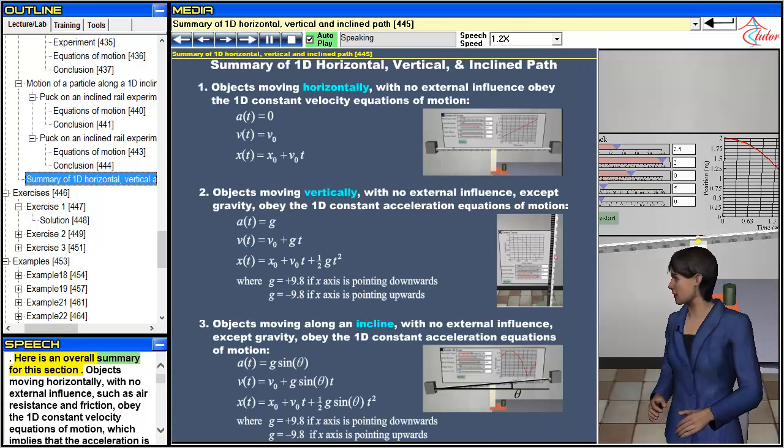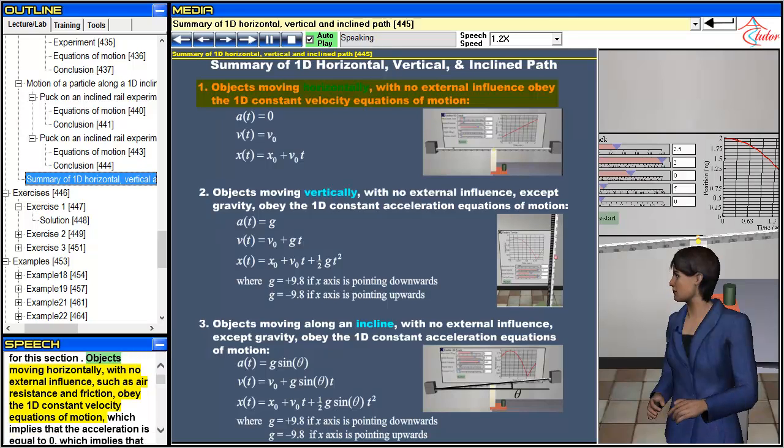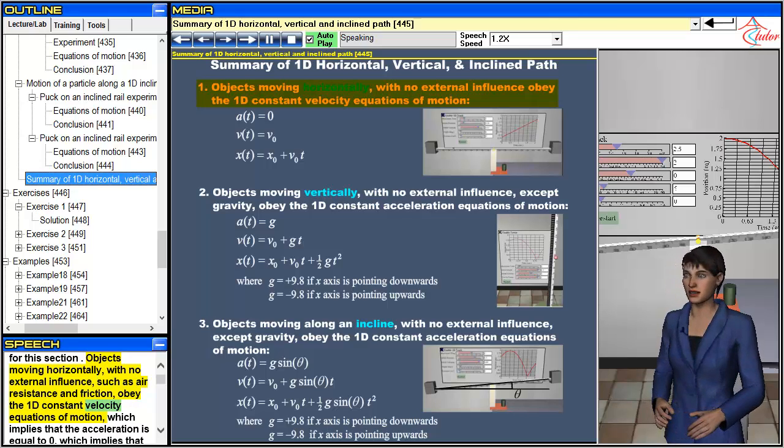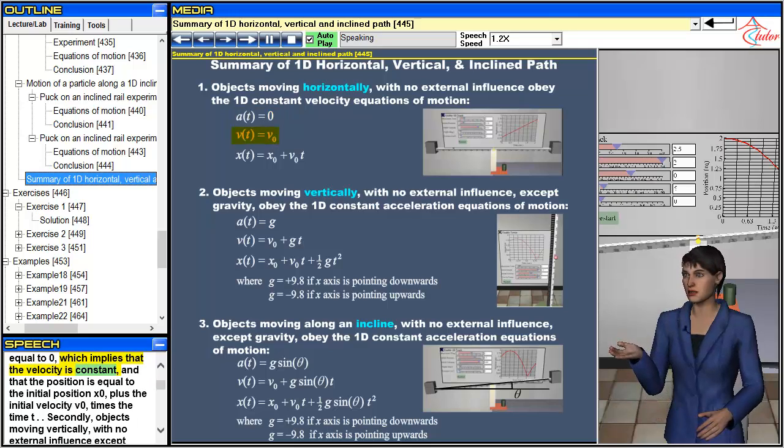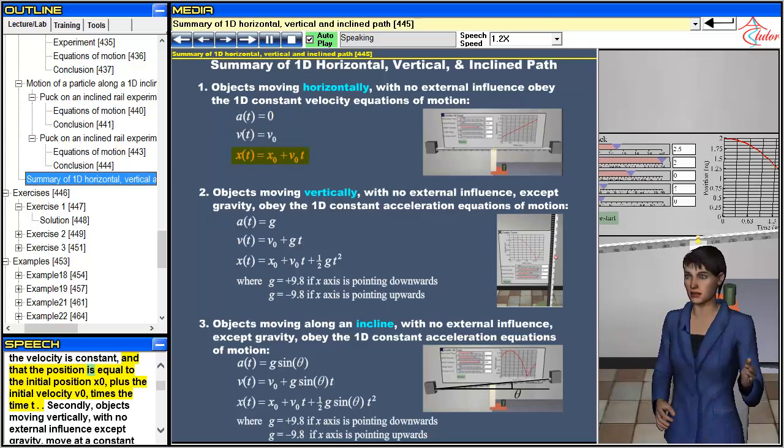Here is an overall summary for this section. Objects moving horizontally, with no external influence, such as air resistance and friction, obey the 1D constant velocity equations of motion, which implies that the acceleration is equal to 0, which implies that the velocity is constant, and that the position is equal to the initial position x0 plus the initial velocity v0 times the time t.